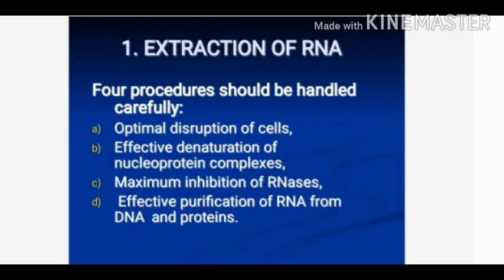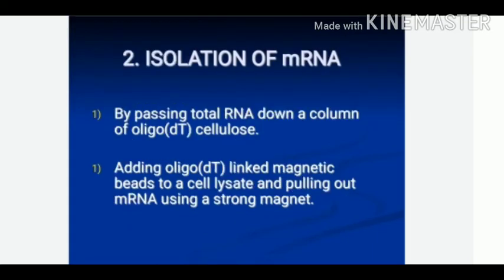The first step, as we said, is extraction of RNA. This step is very important. It should have optimal disruption of cells, effective denaturation of nucleoprotein complexes, maximum inhibition of RNases, and effective purification of RNA from DNA and proteins. The second step involves isolation of mRNA.